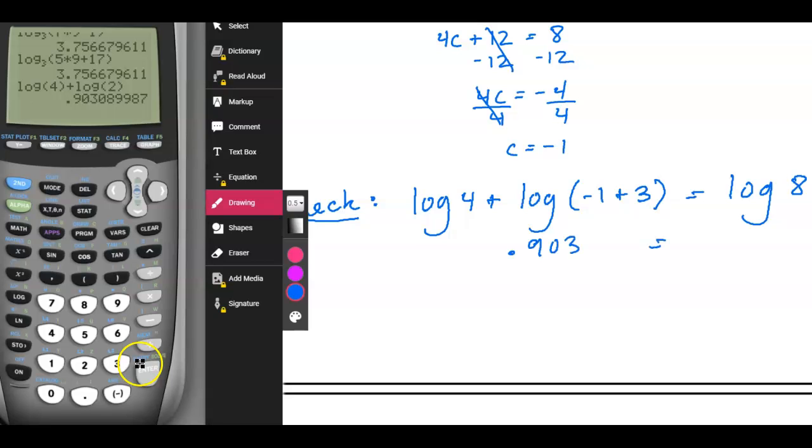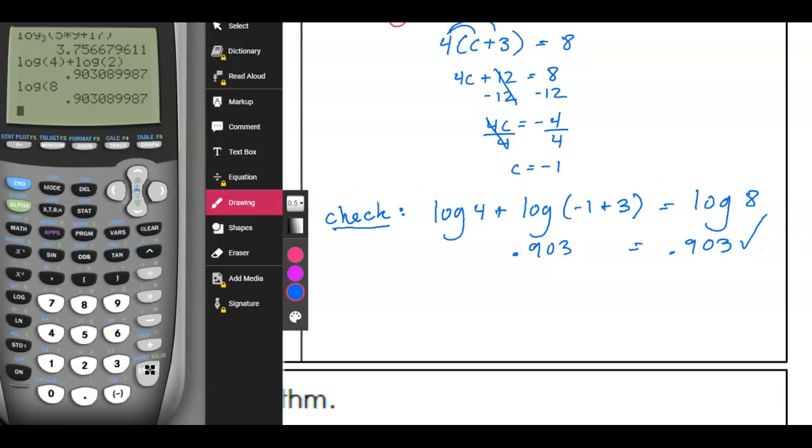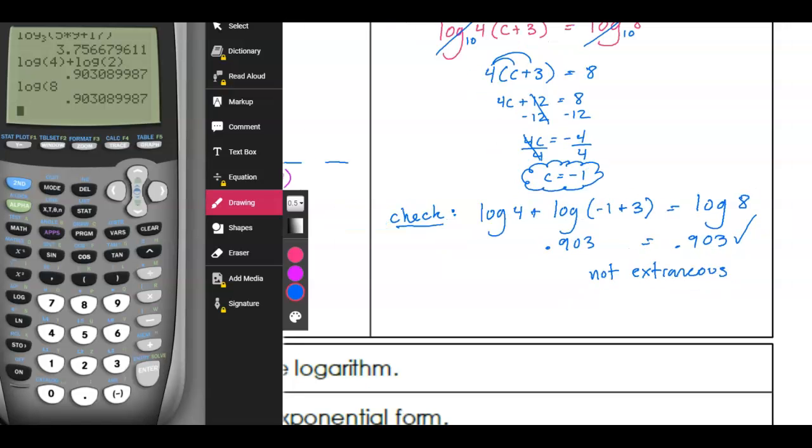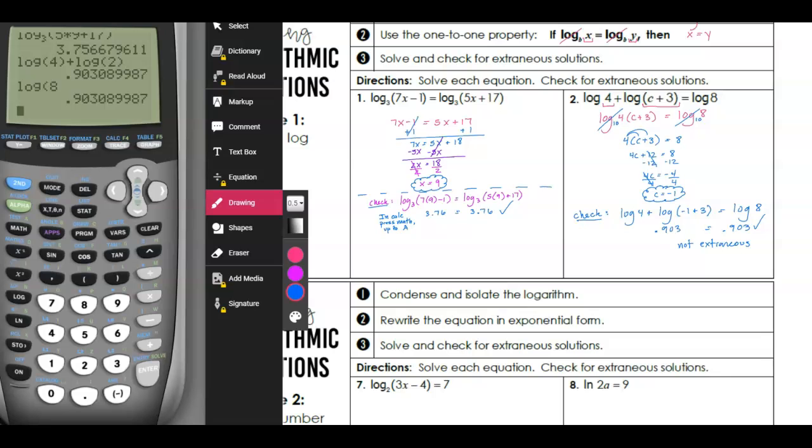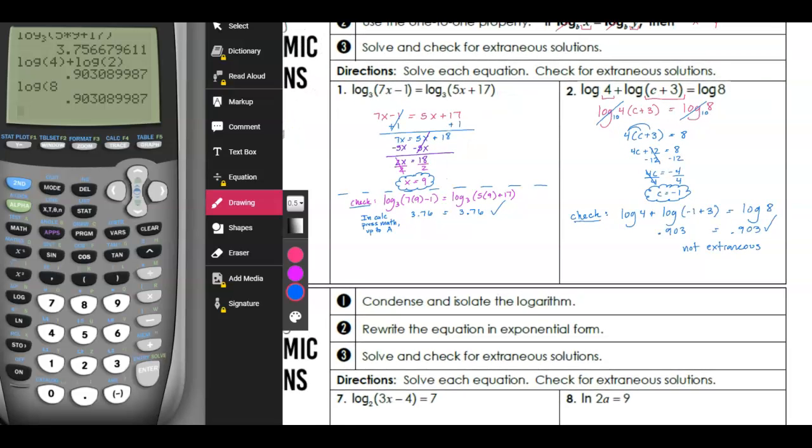9.903. And then we just have to check log of 8, which, yes, does equal 0.903. So is this extraneous? No. C equals -1 is our real solution. Okay. Any questions on these two types of problems, when we have a log set equal to a log?